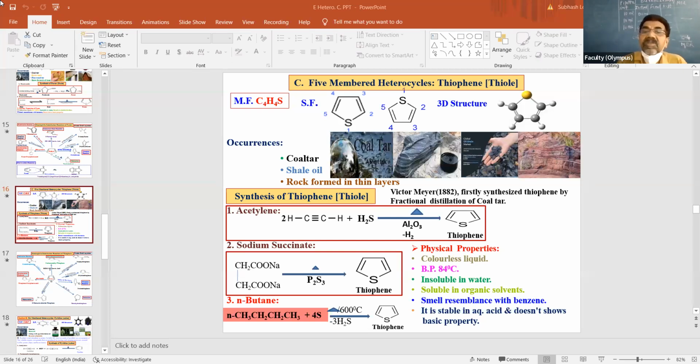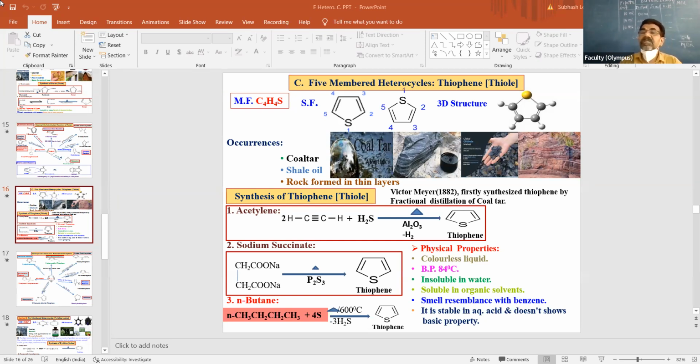So there are three major places where thiophene occurs: coal tar, shale oils, and the rock of thin layers. Okay, the thin thin layers of rock, the colored layers, which are already shown here. And then later on, in 1832, the German chemist whose name was Victor Meyer.